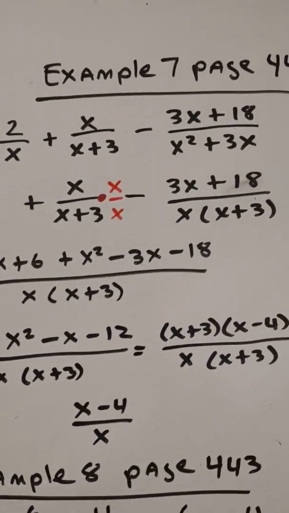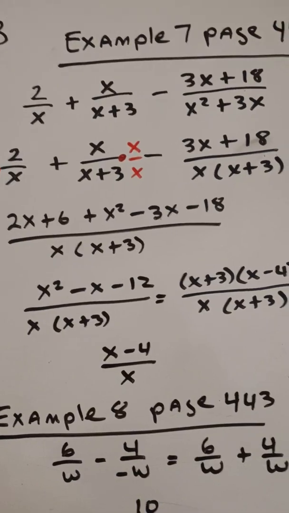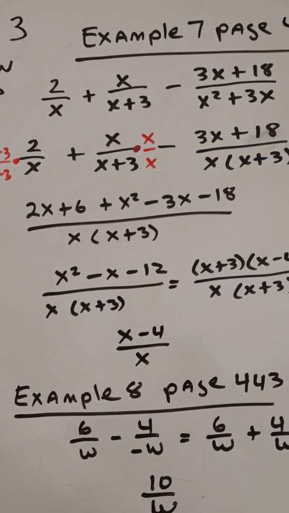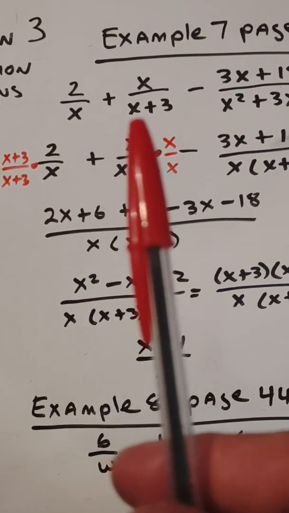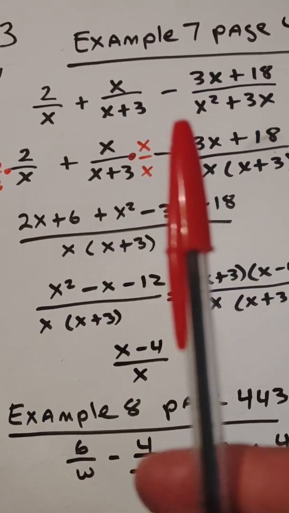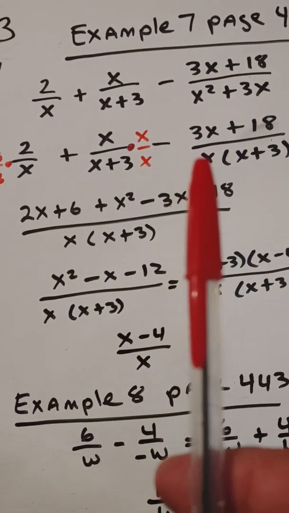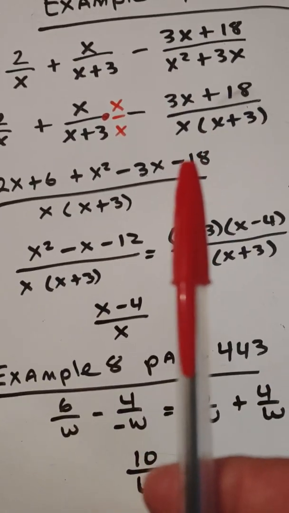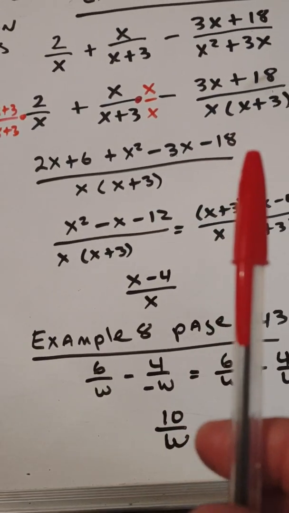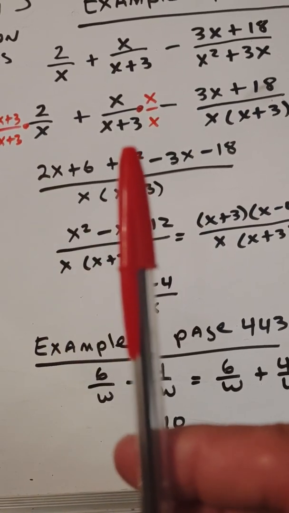Here's example 7 on page 442. This has 3 rational expressions being added and subtracted. So we have 2 over x, plus x over x plus 3, minus 3x plus 18 over x squared plus 3x. We've got to factor. These are already in factored form. We've got to factor this. This factors into x times x plus 3. So when we look at our different factors, we only have 2 factors, x and x plus 3.